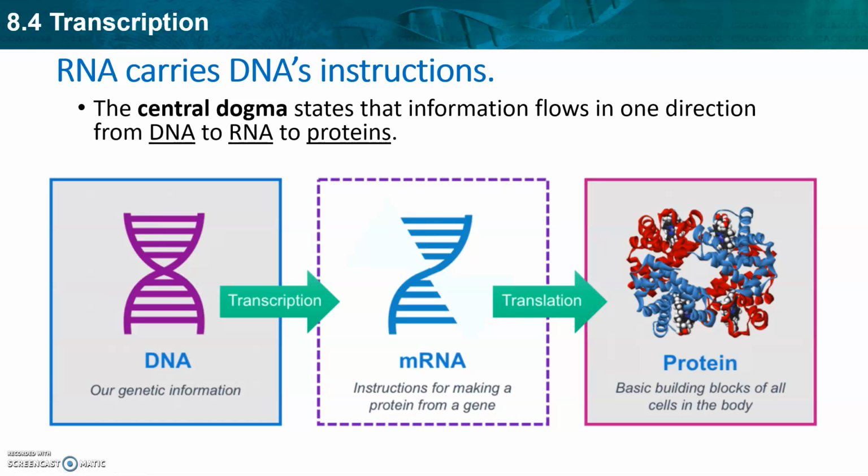So the central dogma, simply stated, is going to describe the flow of information in a cell. The information is stored in DNA, it's used to make RNA, and finally turned into proteins.